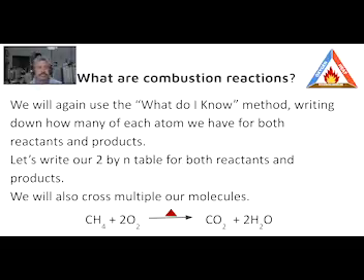We will again use the "what do I know" method, writing down how many of each atom we have for both reactants and products. We're going to organize that information in our 2 by N table for both reactants and products. Again, N is going to be 3 because we have 3 atoms: carbon, hydrogen, and oxygen. And we're again going to cross-multiply our moles of molecules until we get a balanced equation.